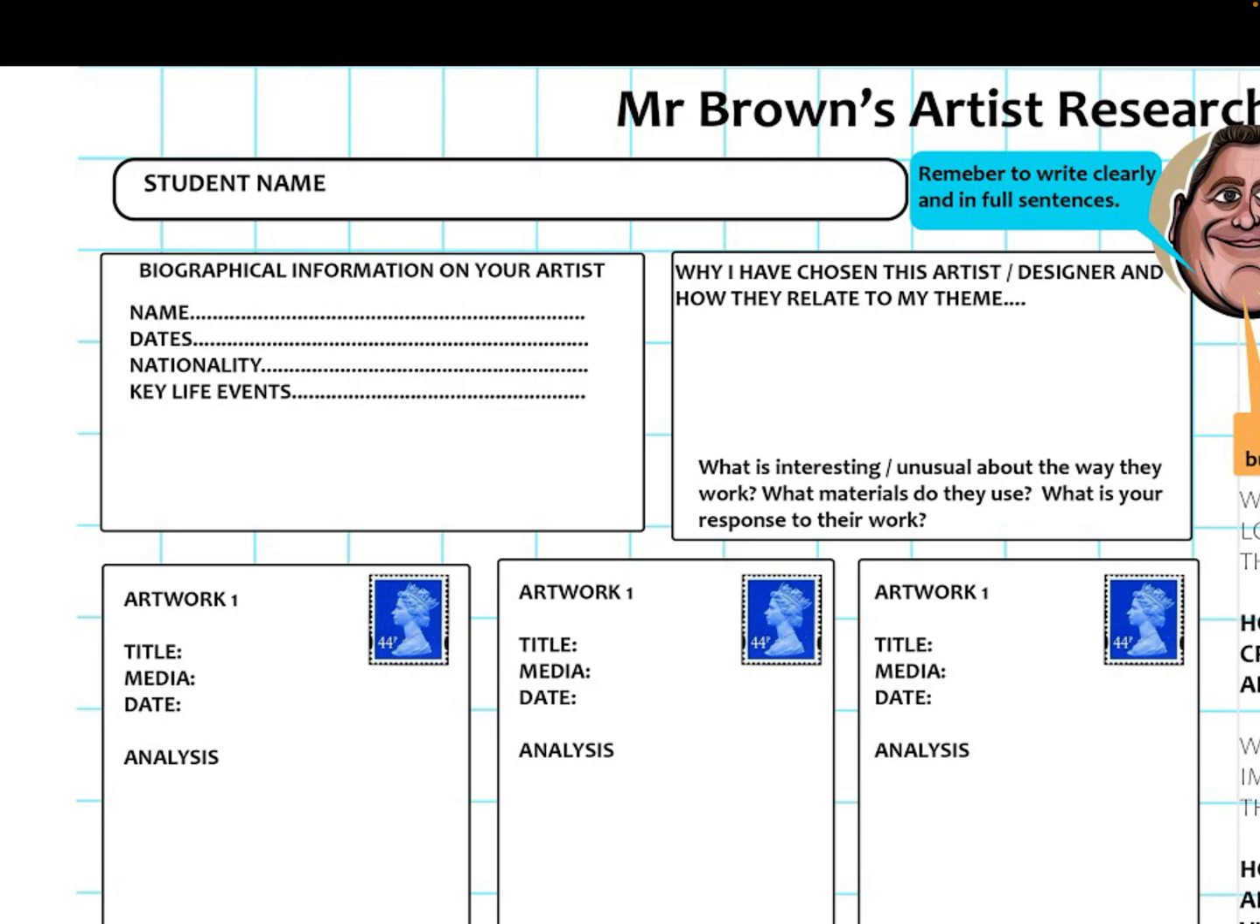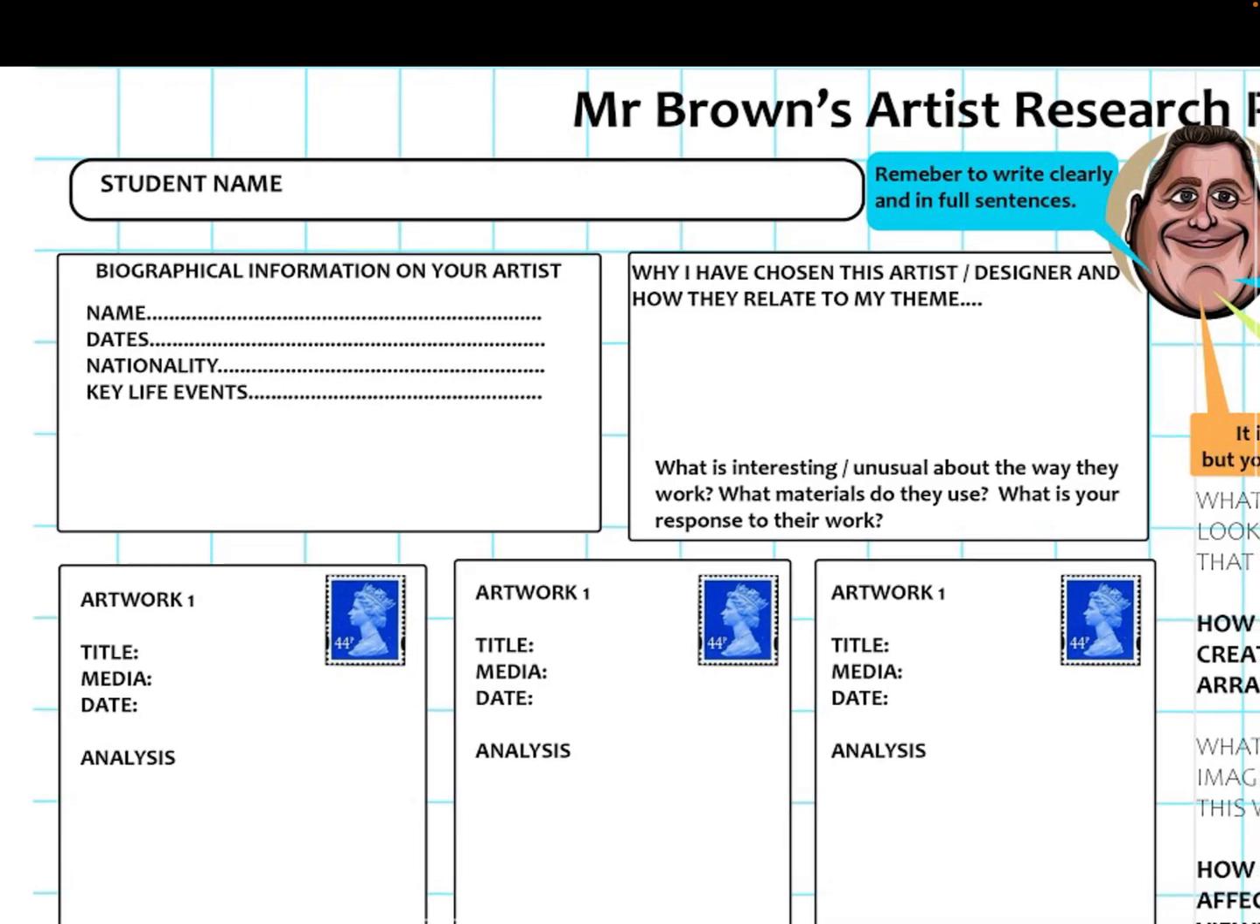I don't want to know about what their dog was called. I don't want to know about how many wives they had. I just really want to know about them as an artist. You can have a little bit of biographical information, but not very much. So maybe their name, of course their name, dates, maybe the nationality, maybe a couple of key life events, maybe had an influence on their work.